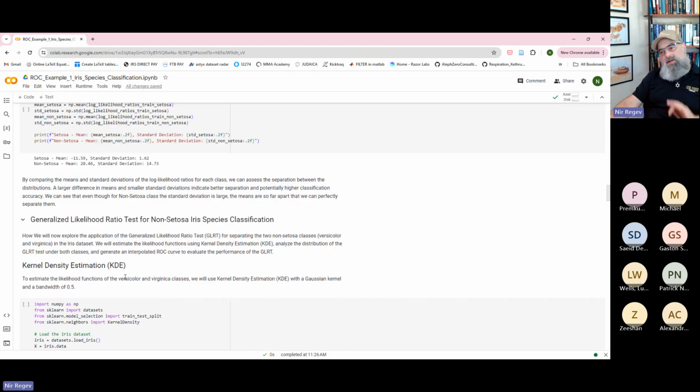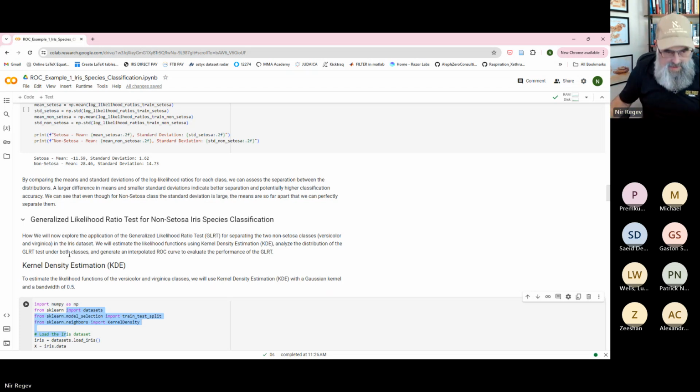Okay, now let's get hairy, so to speak, and add another twist to this classification exercise. And now we're going to use the generalized likelihood ratio test, or the ratio between the likelihood functions. But now I want to separate between the versicolor, oh, sorry about that, between the versicolor and the virginica. Okay, these are the two non-setosa classes. Why? Because they overlap, and here we don't get a perfect classification. And we go through this exercise again.